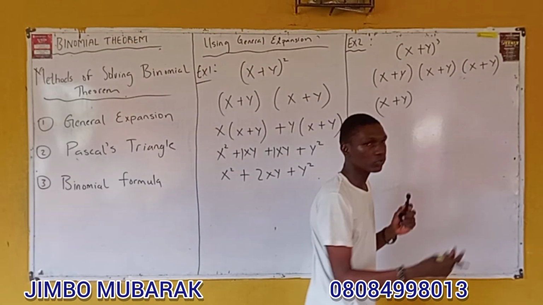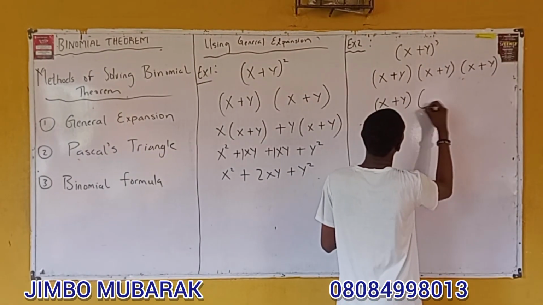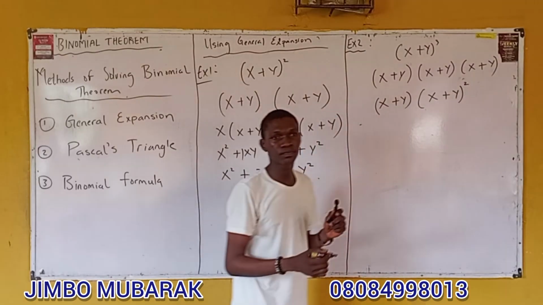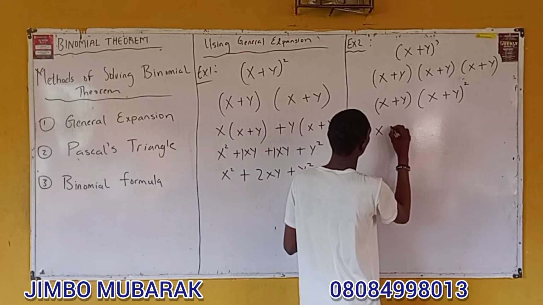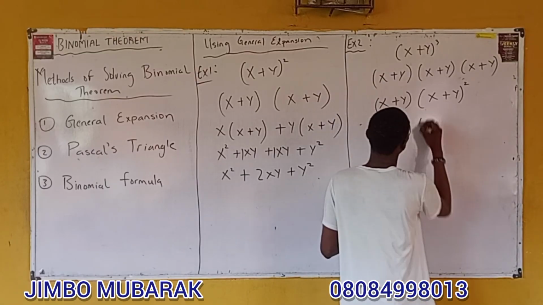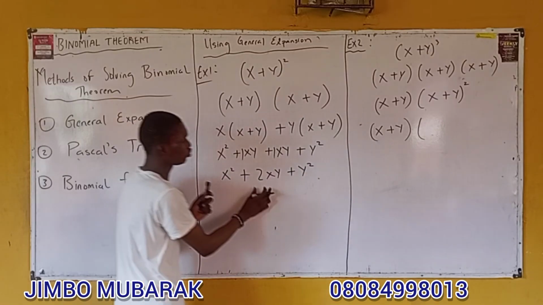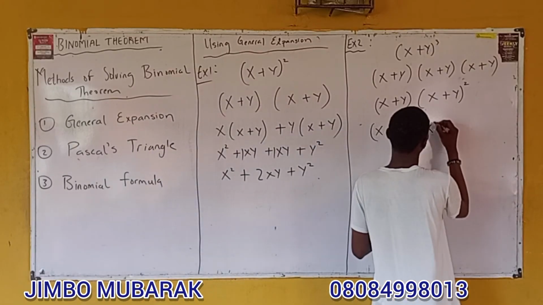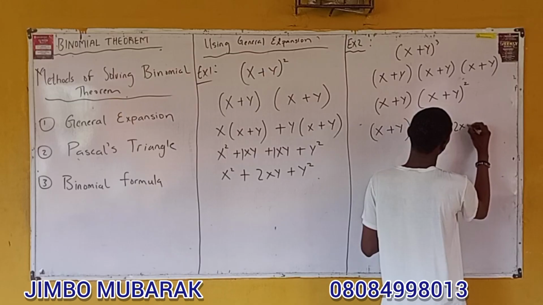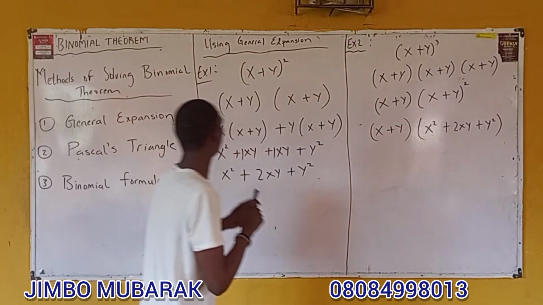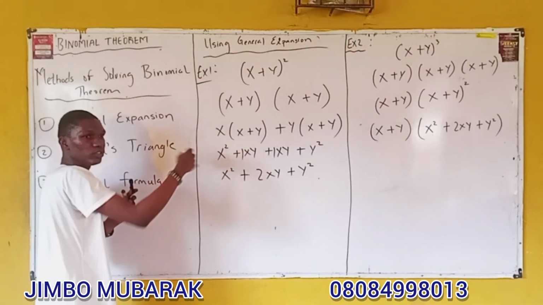So we can now say that x plus y multiplied by x plus y raised to power 2. Then x plus y raised to power 2 gives x squared plus 2xy plus y squared. Then we do the same thing we did here. Follow the same step.